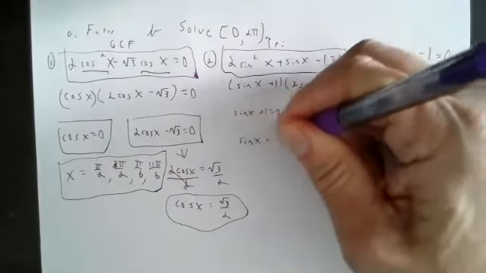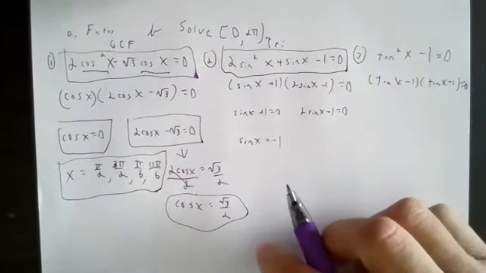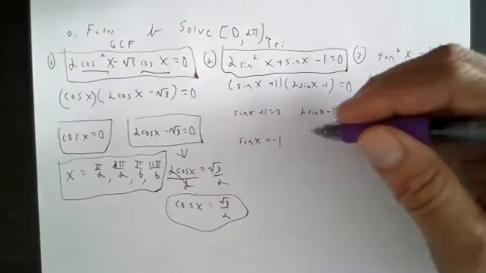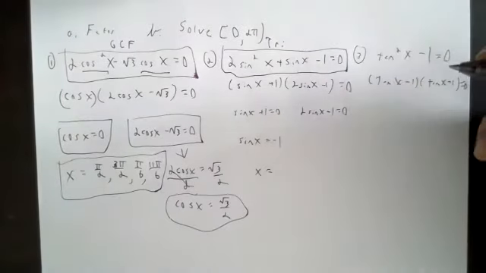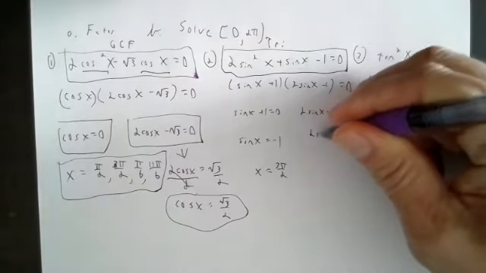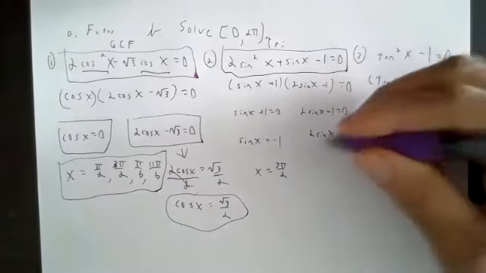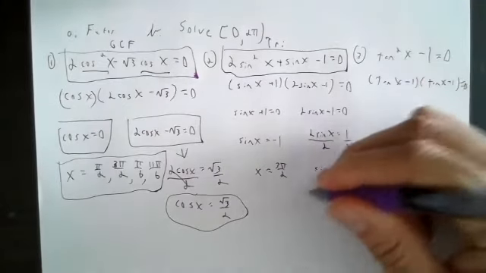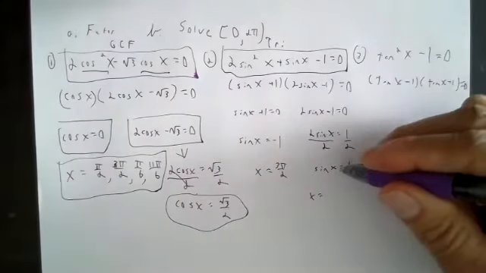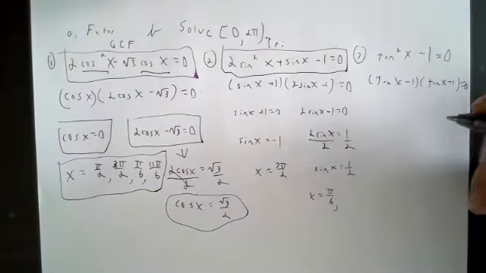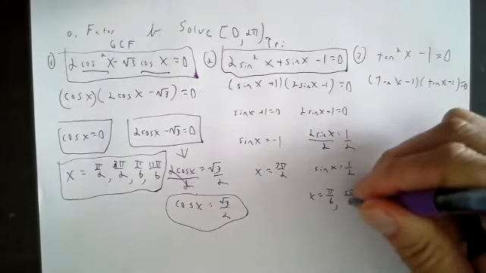Sine x equals -1. And where's the only place where the sine equals -1? And that, I believe, is going to be at 3 pi over 2. Hopefully I'm correct on that. And then here, 2 sine x equals 1. Add 1 to both sides. Divide both sides by 2. Sine x equals 1/2. So now we have to ask ourselves, what are the values of x where sine gives us 1/2? And I believe it's going to be at pi over 6. I think it's also going to be at 5 pi over 6.